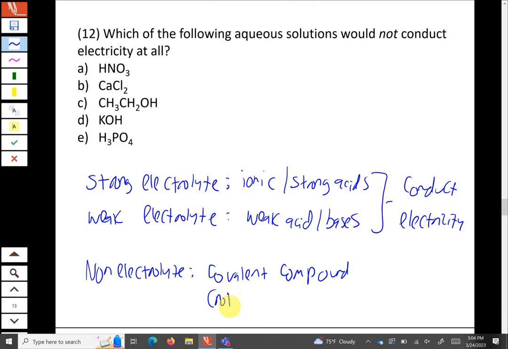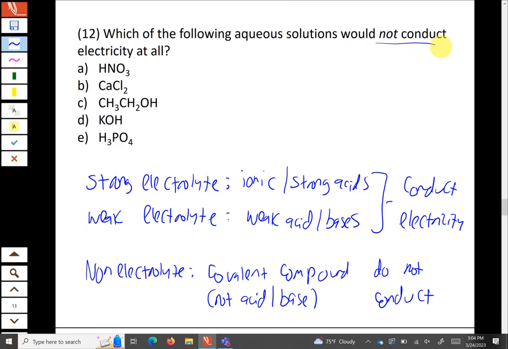So if it's not an acid or a base, but it's a covalent compound that you dissolve in water, these ones do not conduct electricity. So in this problem, that's all we have to distinguish. Is it an electrolyte or is it not an electrolyte? Which ones would not conduct electricity are going to be the ones that are non-electrolytes.